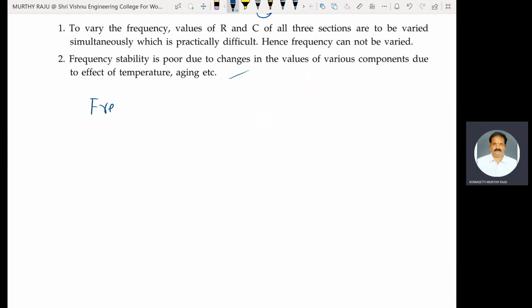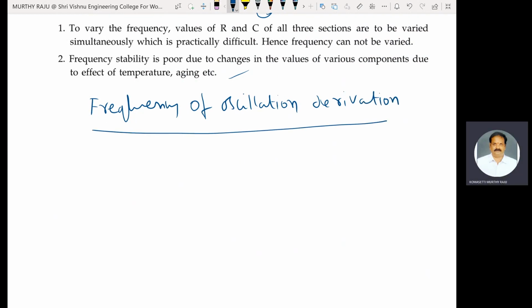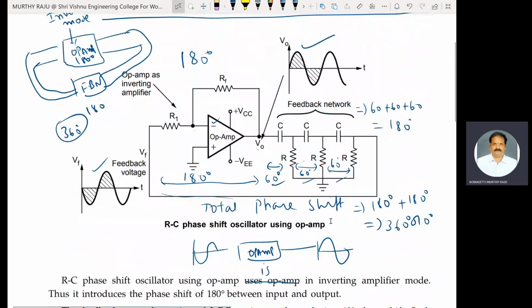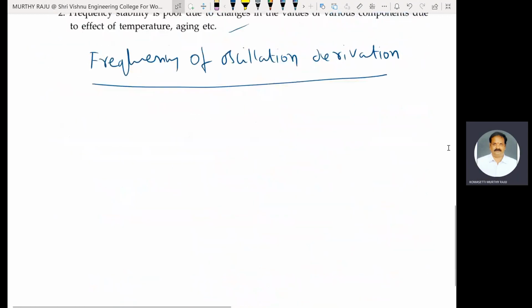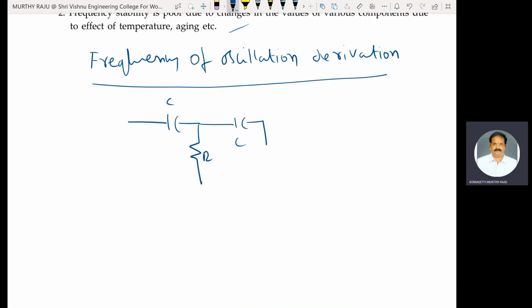Next, frequency of oscillations derivation. See this figure. V0 is the output of the op-amp in inverting mode. This one is VF, output of the feedback network. Consider this feedback network and we have to determine the frequency of oscillations.